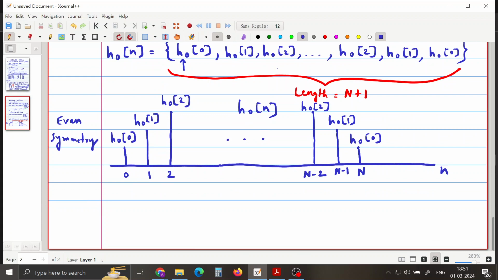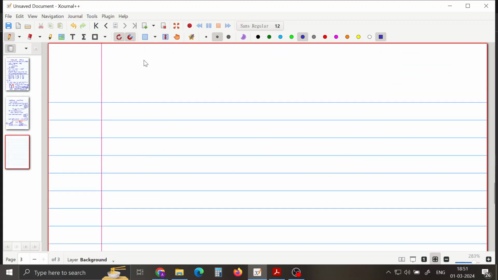Now, maybe I should go to the next page. Now we have seen that h1 of n is nothing but minus 1 to the power n times h naught of n. What's happening here is that for all even values of small n, h1 of n is the same as h naught of n, whereas for all odd values of small n, h1 of n is simply equal to minus of h naught of n. So basically, all even index samples remain unchanged, whereas all odd index samples are getting flipped.